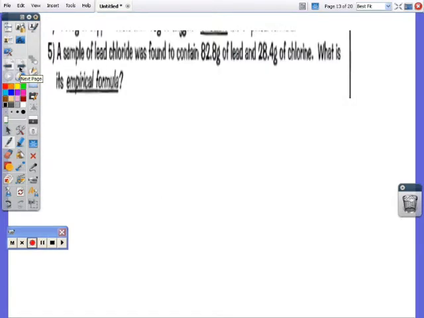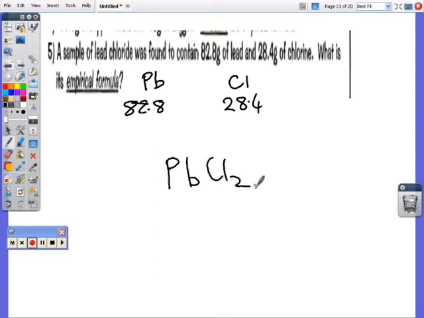Okay, so we have lead chloride this time, which was found to contain 82.8 of our lead and 28.4 of our chlorine. Again, pause the video and have a go at these, please. So our lead chloride therefore works out to have an empirical formula of PbCl2. I didn't do the working out there because I'm hoping that by now you've kind of got the gist of this.